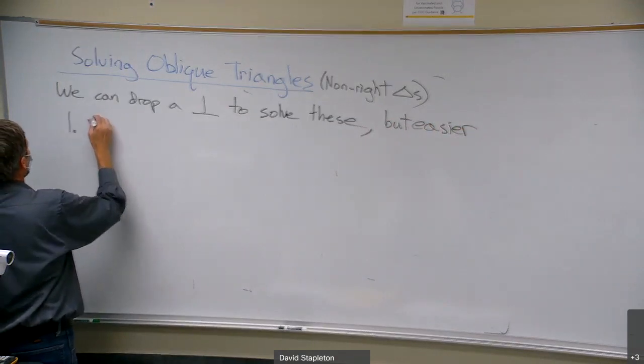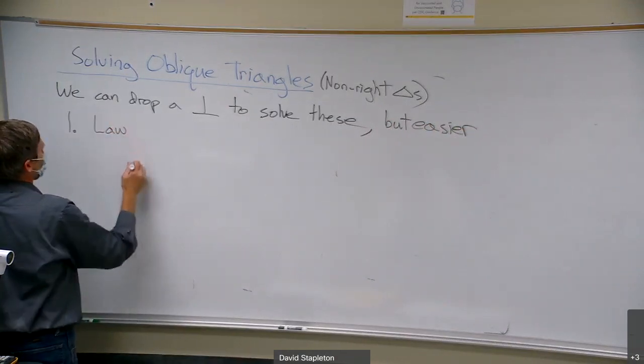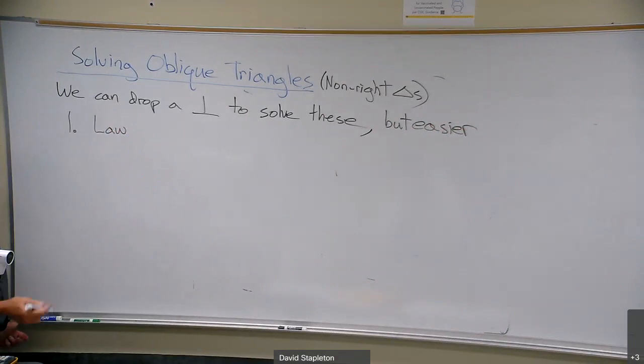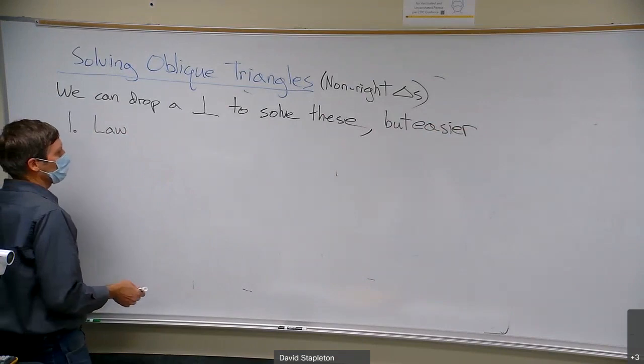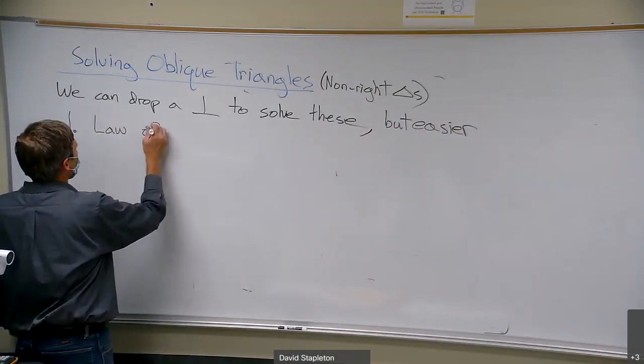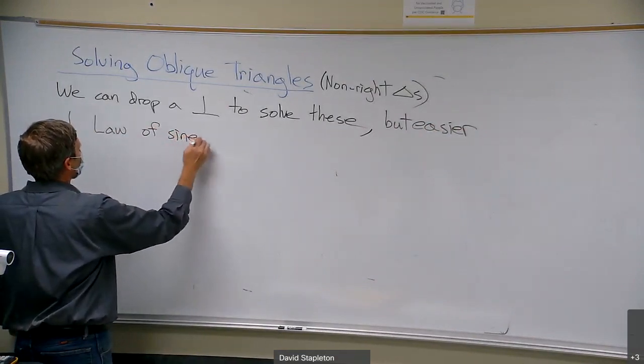One is to use the law of sines. It applies to any triangle. It applies to right triangles too, but we don't use it for those because the right triangle trig that we've already been doing is easier, right? So you can do it with an extra step. We'll say the law of sines is easier for oblique triangles.